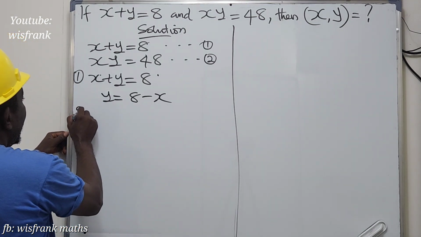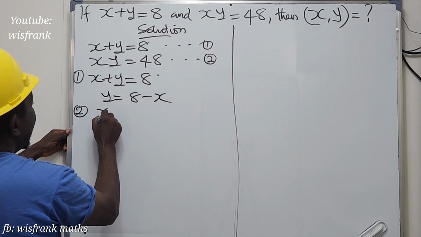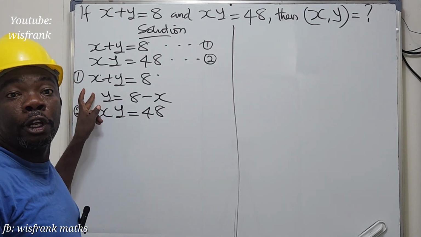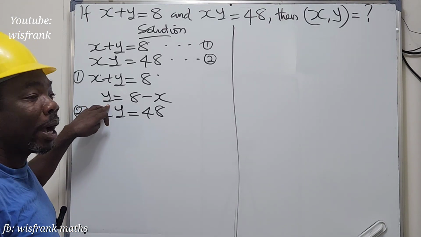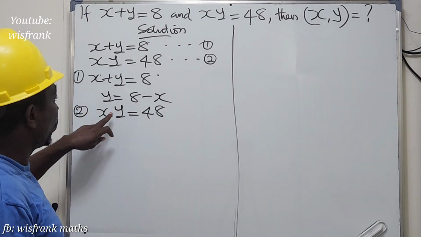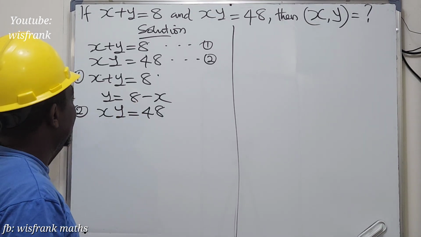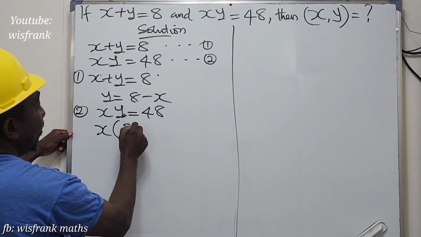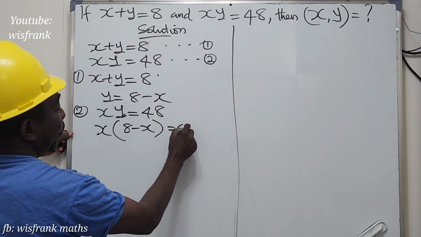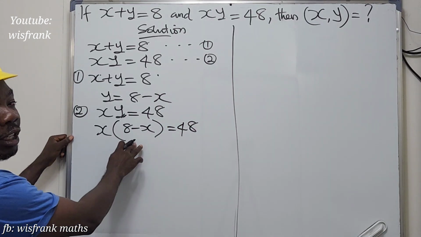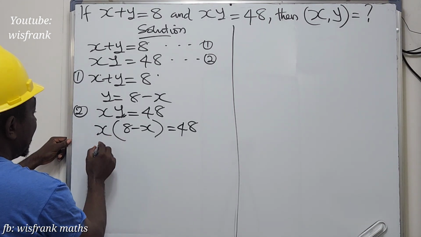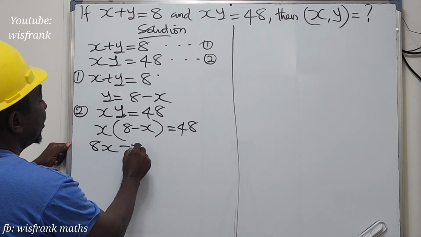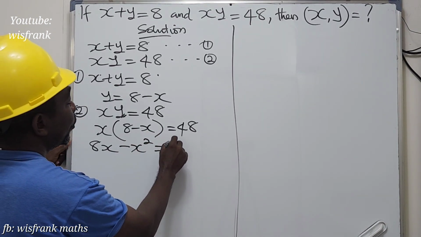Then step 2, from equation 2, we have xy equals 48. From the solution of equation 1, we have y equals 8 minus x. We are going to substitute the value of y in this second step. So we have x into (8 minus x) all equals 48. So we are going to expand this. x times 8 gives us 8x. Then x times minus x will give us minus x to the power of 2, all equals 48.